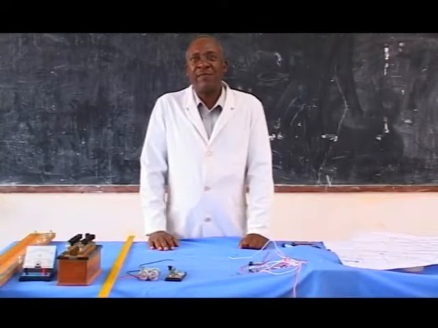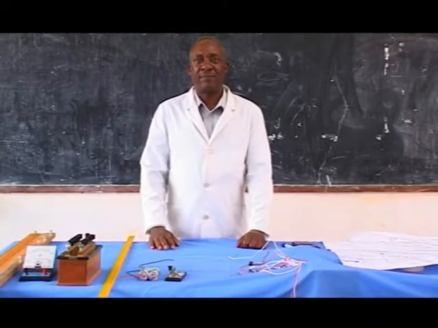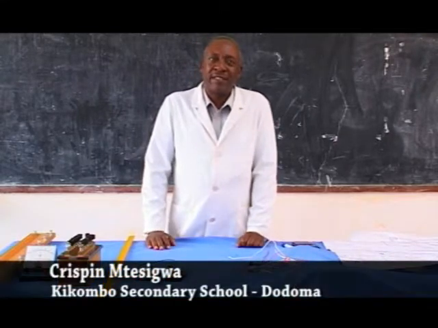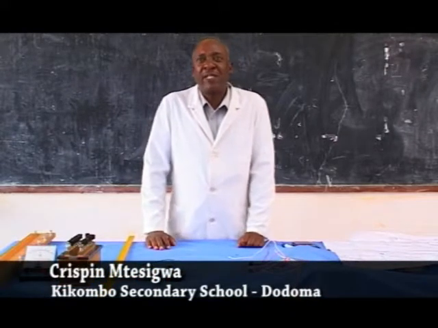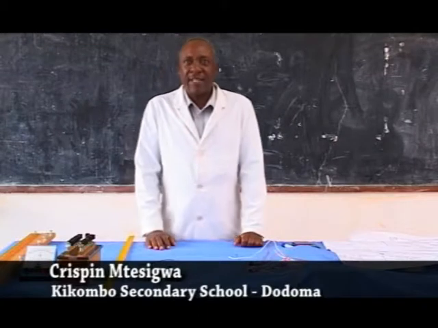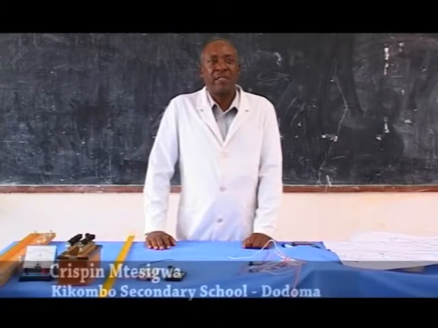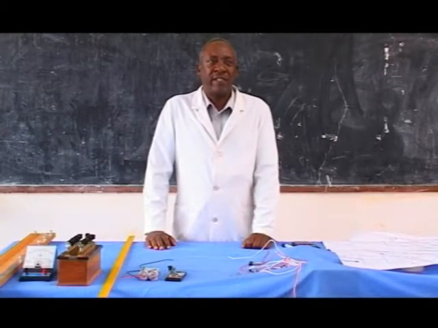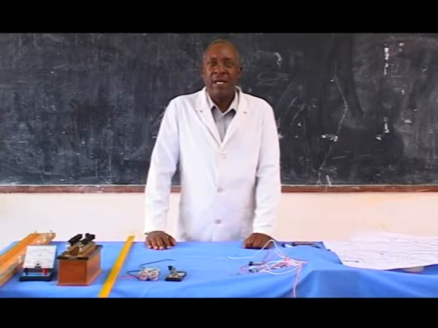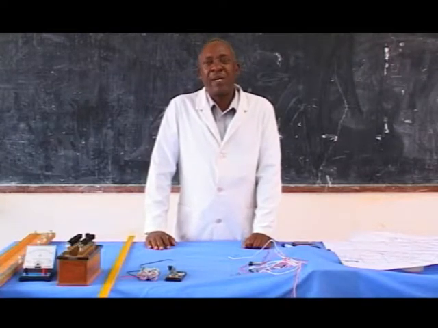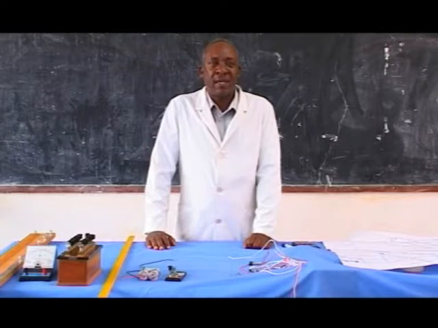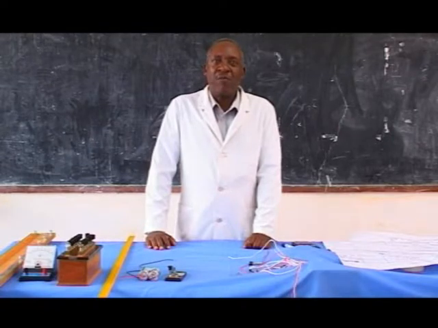Determination of resistivity of a conductor. Introduction. Resistivity of a material is the ability of a material to oppose the flow of electric current. It depends on the material makeup, the length and cross-sectional area of that material. It is measured in ohm meter.